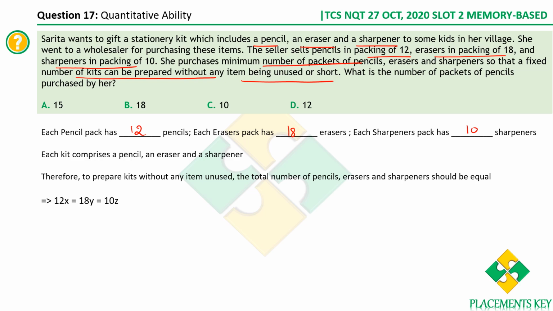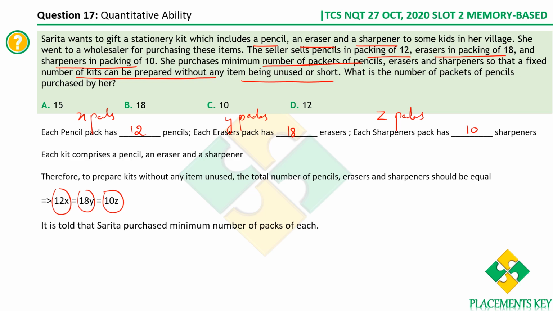Let's assume that she has purchased X packs of pencils, Y packs of erasers, and Z packs of sharpeners. Then we know that the total number of pencils should be equal to the total number of erasers, which should be equal to the total number of sharpeners. So 12x should be equal to 18y, which should be equal to 10z. Only then we don't have any item that is left over. And also it's told that she purchases the minimum number of packs of each. Therefore, what can we conclude?